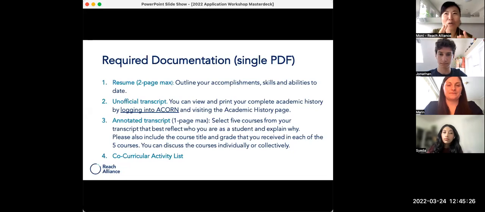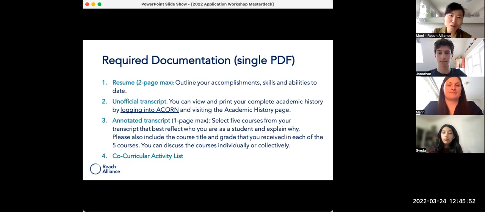It allows for the story of your own interests, of your own personal context of why certain courses were of interest to you. So this is really a good opportunity to showcase how your values and your skill sets align with the skill sets and values of Reach. So you can discuss them individually or collectively, as it says there.